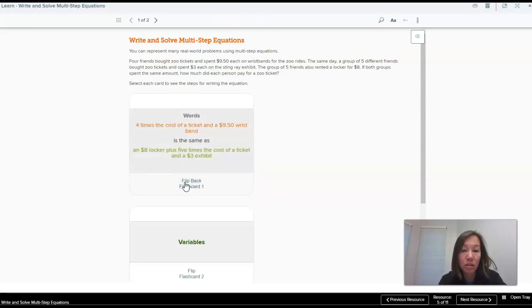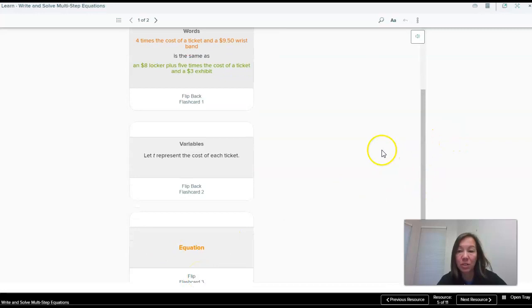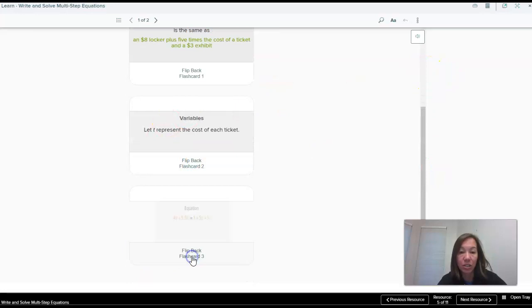So first of all, the first group is 4 times the cost of a ticket and $9.50 wristbands. The second group spent $8 on a locker plus 5 times the cost of a ticket and a $3 exhibit. So in variables, we'll say T. We're going to use T instead of X. So T stands for tickets, because if you look, it says if both groups spent the same amount, how much did each person pay for a zoo ticket? So T is the cost for each ticket.